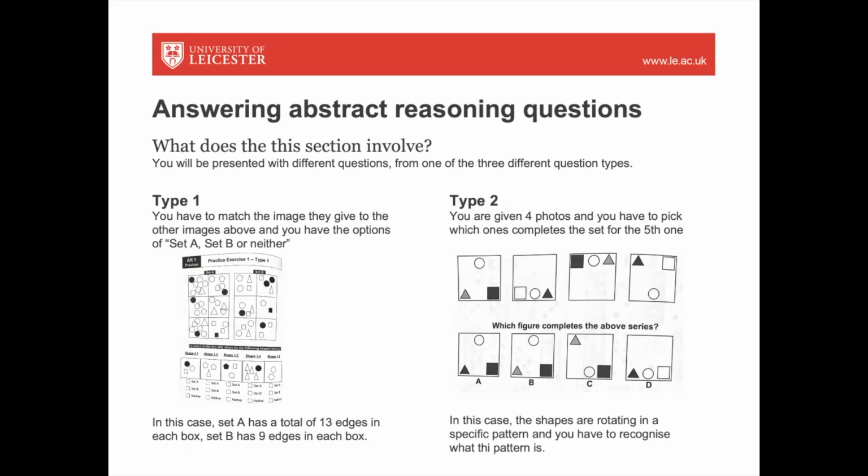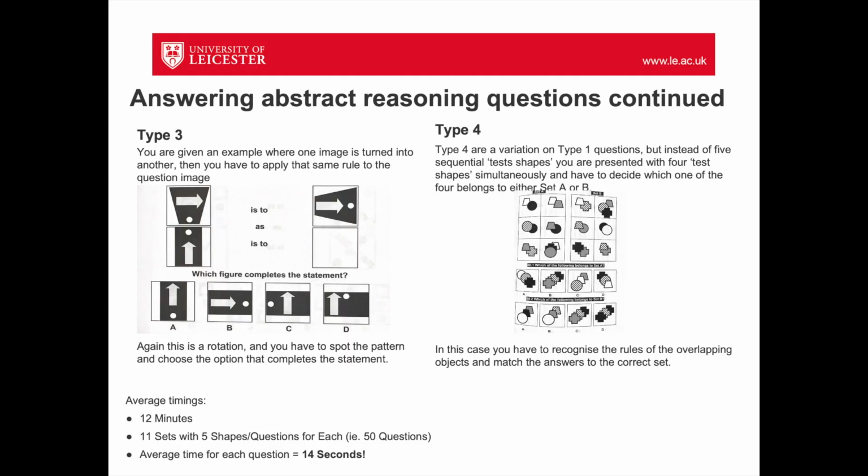Type 2 questions, you have to identify which of the answer shapes complete the shape series, which is given to you in the question. So you are looking for which shape follows the pattern. Again, we've given you an example, and in this case, the shapes are rotating and changing color in a specific pattern, and you have to recognize what this pattern is and find the next shape or the next box that completes the series. Type 3 questions, you are given a shape transition. You have to identify the rule that applies to that shape set and then match the question shape to the answer shape that follows the same rule.